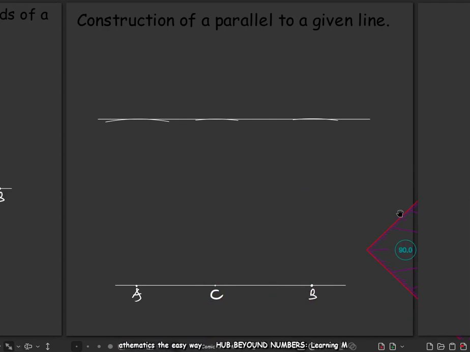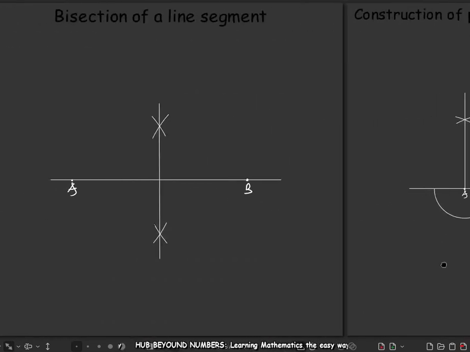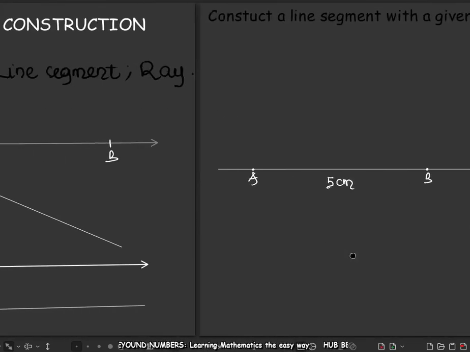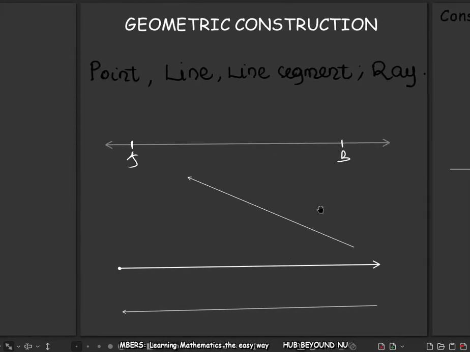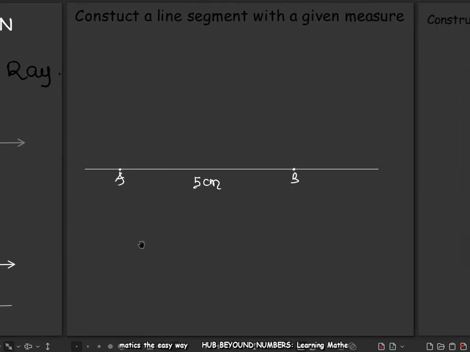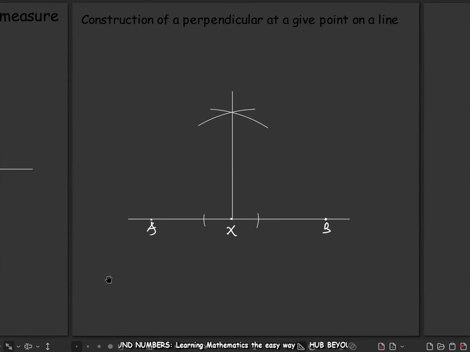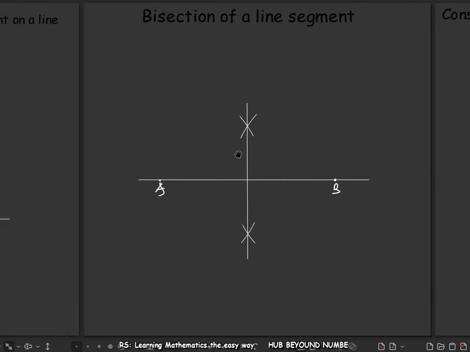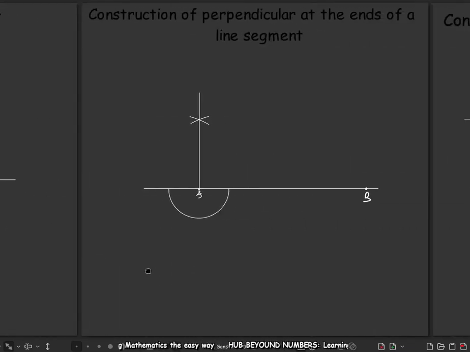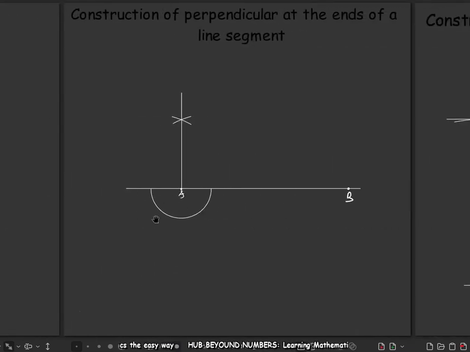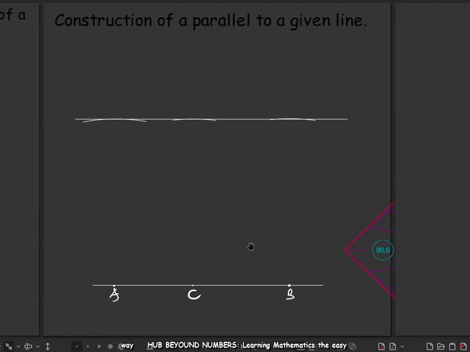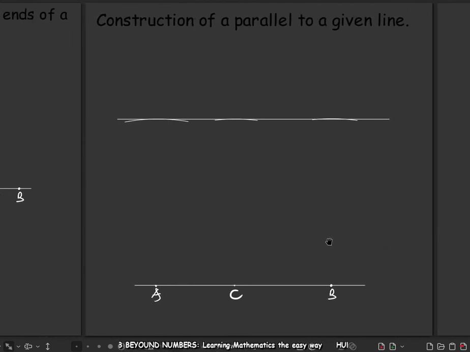In this video, we have looked at how to construct so many types of lines. First of all, we looked at the definitions of what a point, a line segment, and a ray are. Then we looked at how to construct a line segment with a given measure. Then how to construct a perpendicular to a given point on the line. How to bisect a line segment. How to construct a perpendicular at the end of a line. And then finally, how to construct a parallel to a line.